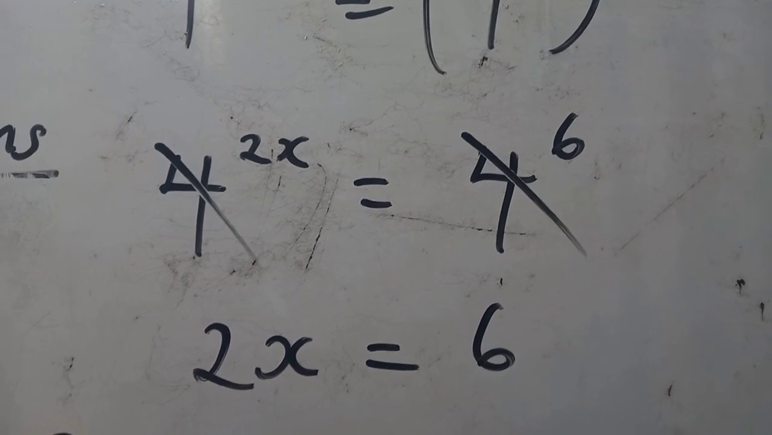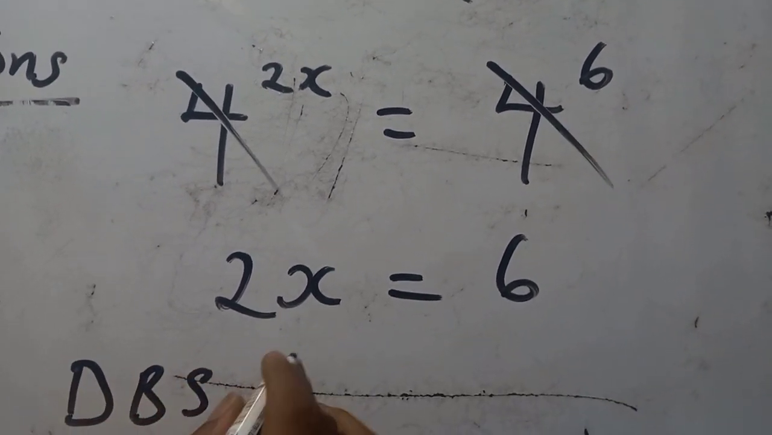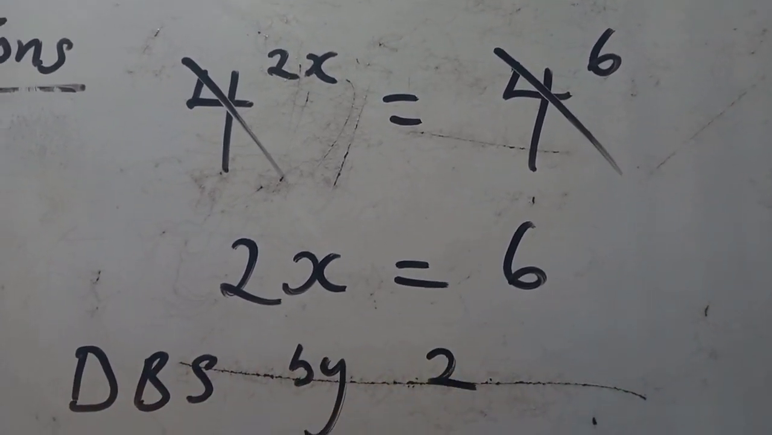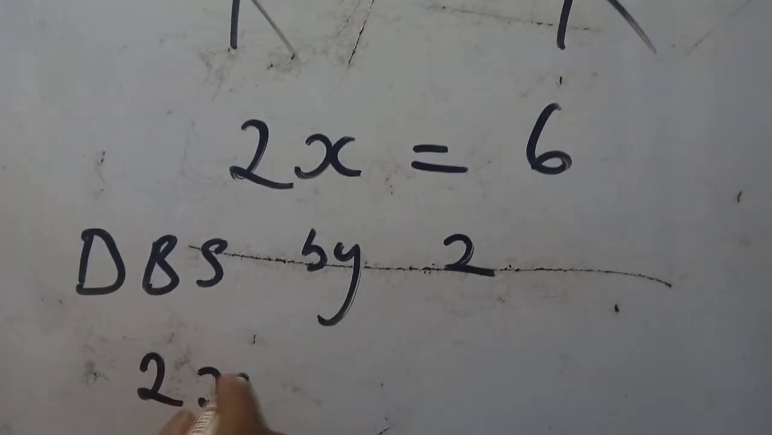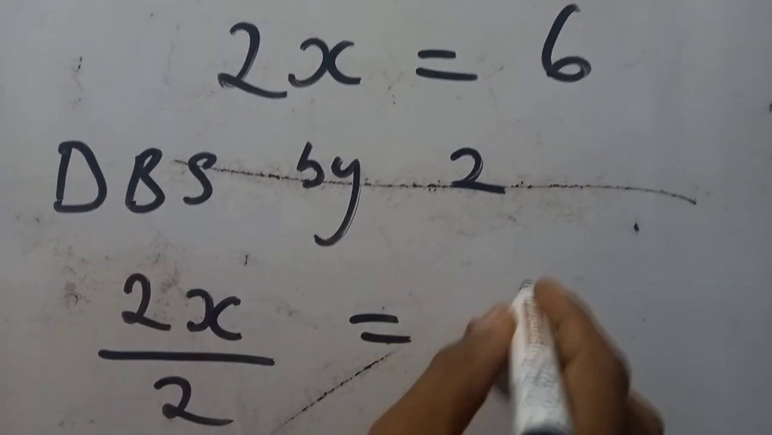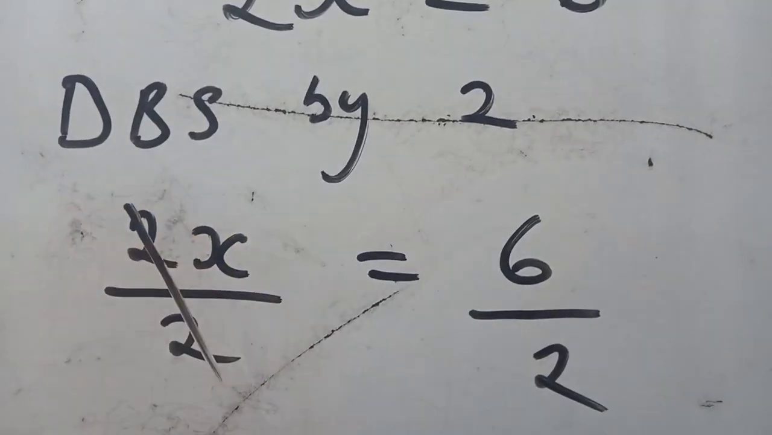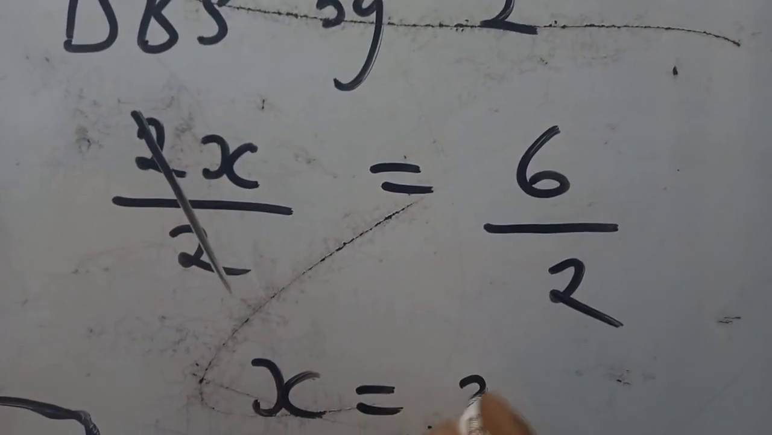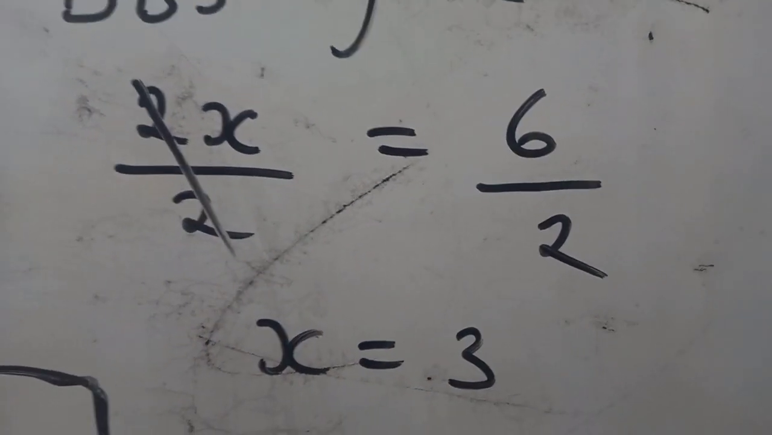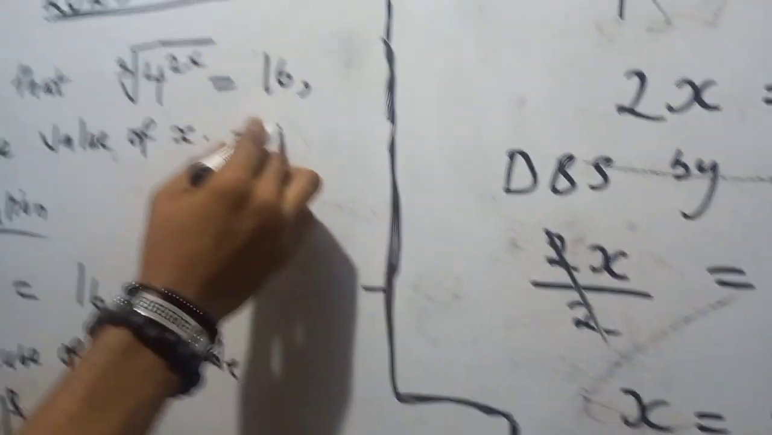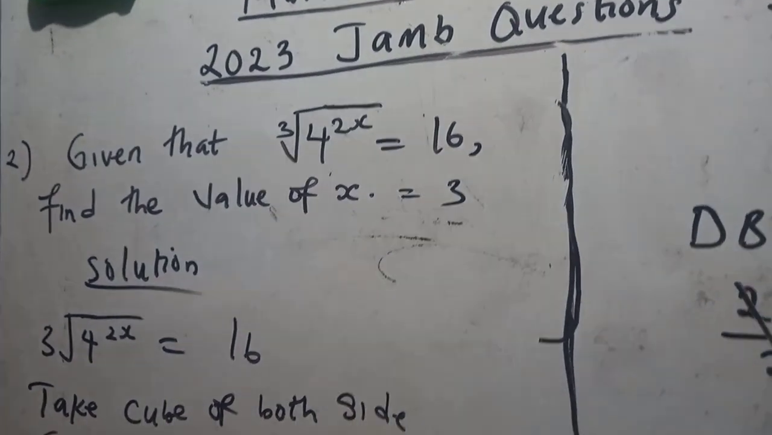What happened? Divide both sides by 2 because we want to find x. So 2x divided by 2 equals 6 divided by 2. We have x equals 3. So the value of x is 3, as the answer for number 2.